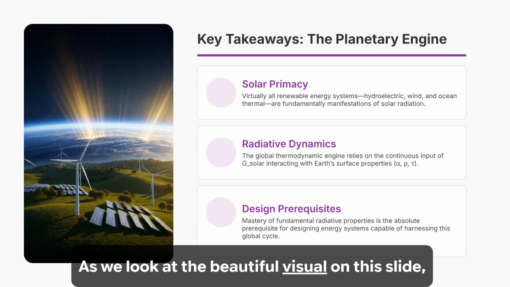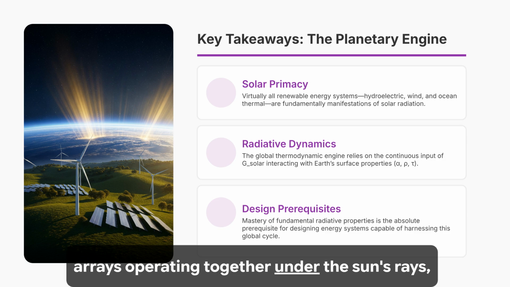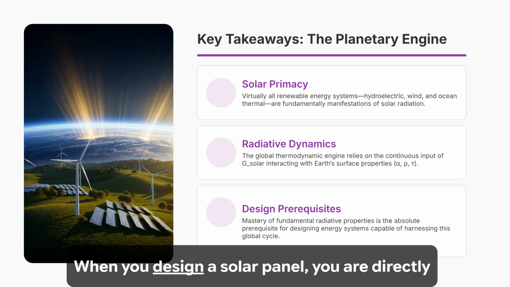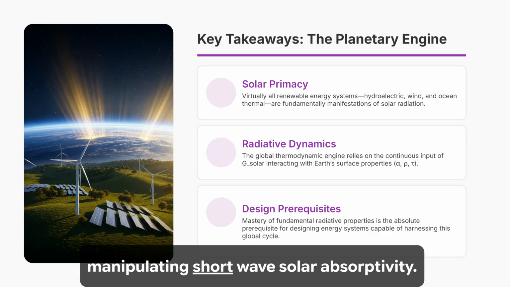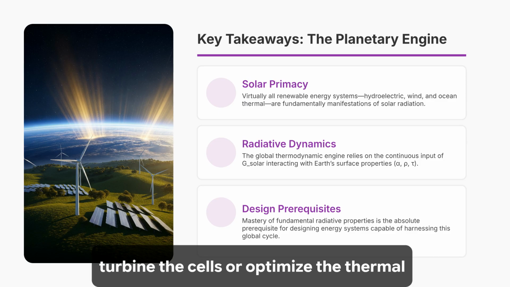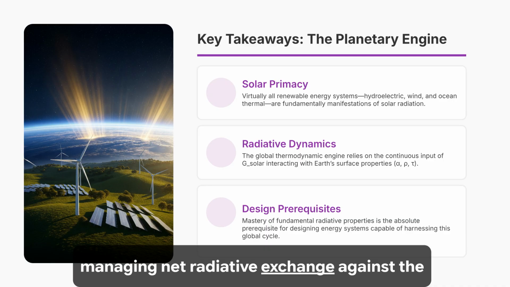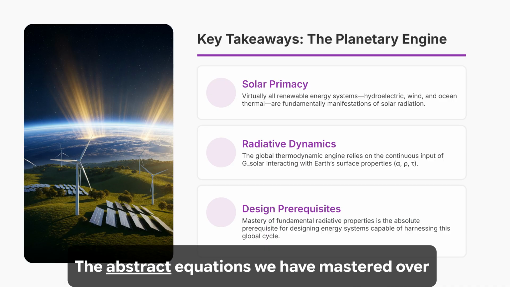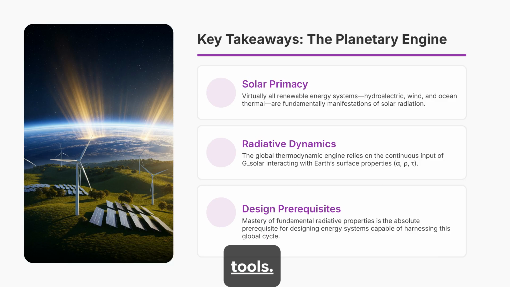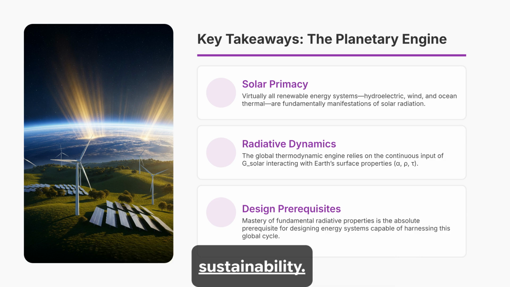As we look at the beautiful visual on this slide, showing wind turbine networks and solar panel arrays operating together under the sun's rays, it drives home the practical reality of our field. When you design a solar panel, you are directly manipulating shortwave solar absorptivity. When you model the structural cooling of wind turbine nacelles or optimize the thermal efficiency of local power grids, you are managing net radiative exchange against the effective sky temperature. The abstract equations we have mastered over the last 15 minutes are the exact mathematical tools used by modern engineers to design clean infrastructure and advance global sustainability.